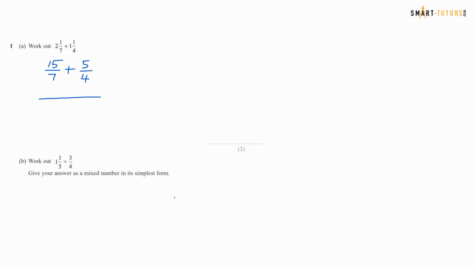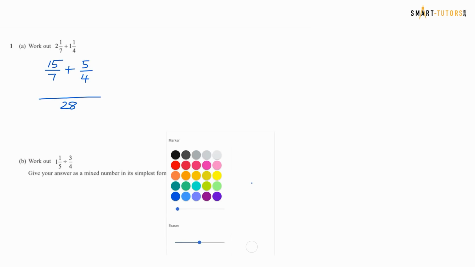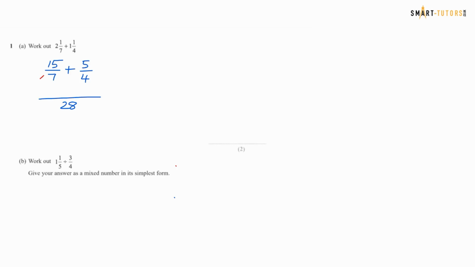Now we need to find the lowest common multiple of 4 and 7. We all know it's 28. 4 times 7 is 28. So we need to make the 7 into 28 by multiplying by 4. You need to do the same thing for the numerator. This side, you are timesing by 7 to get the 28. So the top one becomes 60, here 35, so the answer is 95 over 28.